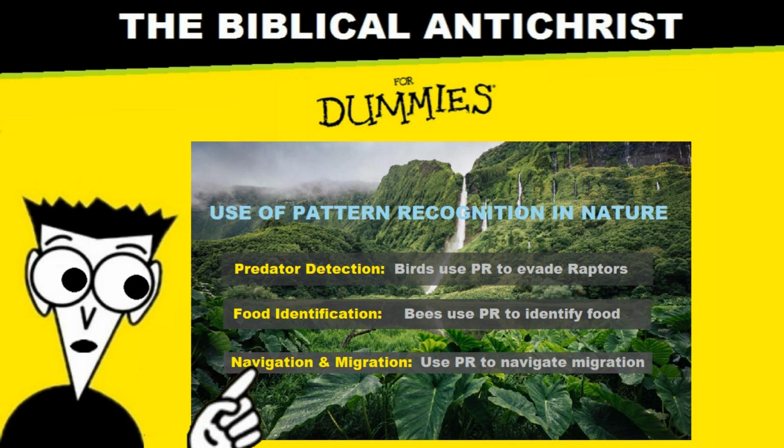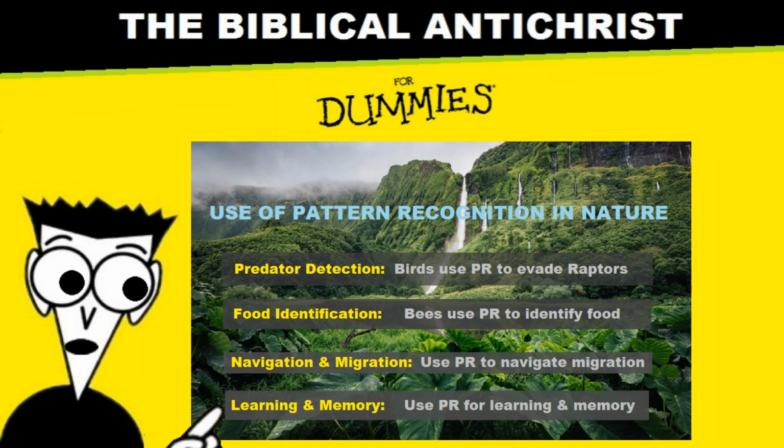Navigation and migration. Animals like birds, insects, and sea turtles often use visual patterns in the landscape, celestial bodies, and Earth's magnetic field to navigate during migrations. These patterns help them find their way across vast distances. If they fail in their ability to successfully identify these patterns, they will become disoriented and die.